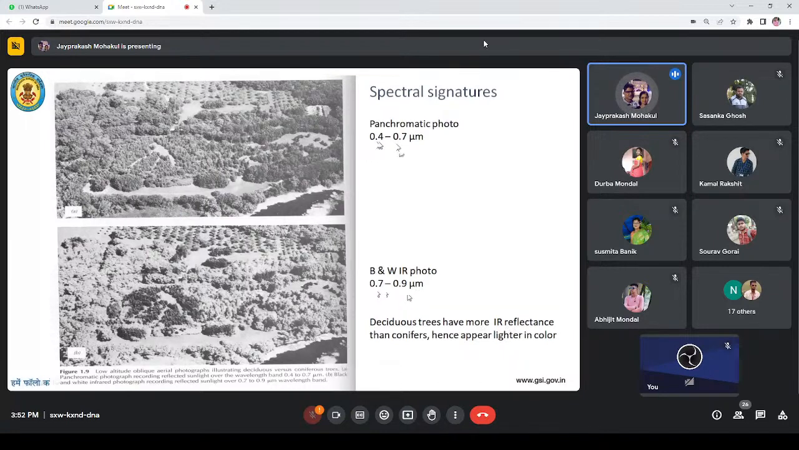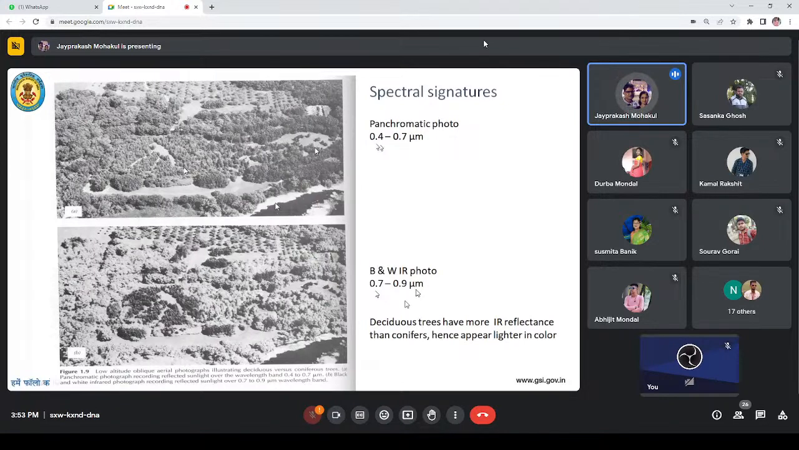This is a grayscale image. The higher the reflectance, the brighter the color, right? I mean, it is a grayscale image, so white represents high reflectance. Now, of course, these are not trees, right?